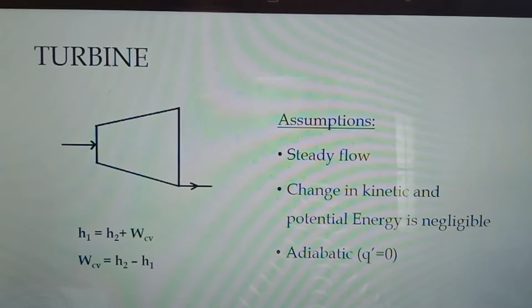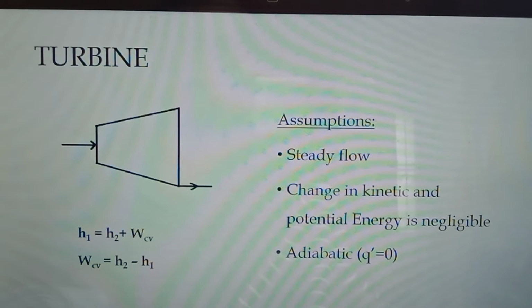Moving on to the third device, which is the turbine. The assumptions for the turbine are that the flow is a steady flow process. The second assumption is the change in kinetic energy and the potential energy are negligible. And the third assumption is that the process is an adiabatic process, Q dot is equal to 0. By substituting these three assumptions in the equation, we will get the final equation as H1 is equal to H2 plus WCV. So WCV can be rewritten as H1 minus H2.